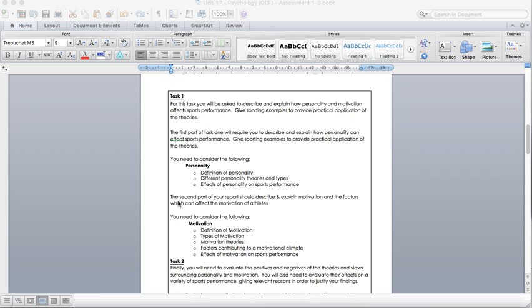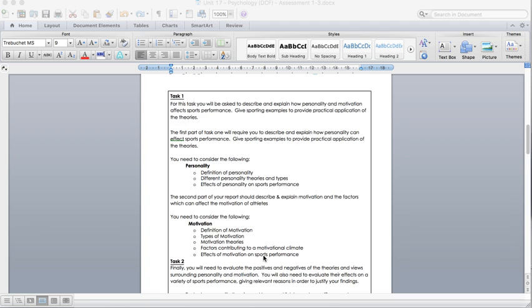then that would be where you get the distinction criteria. The second part of your report should look at motivation, so it's a definition of motivation, the types of motivation, which is intrinsic, extrinsic. Motivational theories are only two that you need to know, which is the achievement motivation theory and the attribution theory. And then factors contributing to a motivational climate, how you develop that motivational climate.